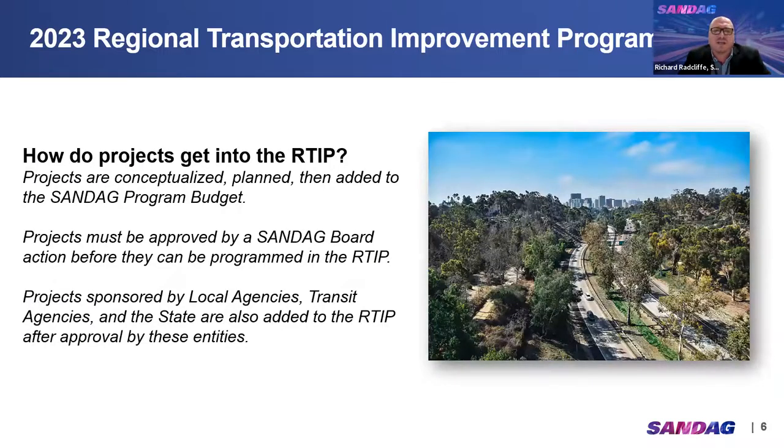So just how do projects get into the RTIP? First, projects are conceptualized, then they are planned, and then they are added to the SANDAG program budget. Projects must be approved by a SANDAG board action before they can be programmed in the RTIP. Projects that are sponsored by the local agencies, the transit agencies, and by the state are also added to the RTIP following approval by these entities. Next slide, please.